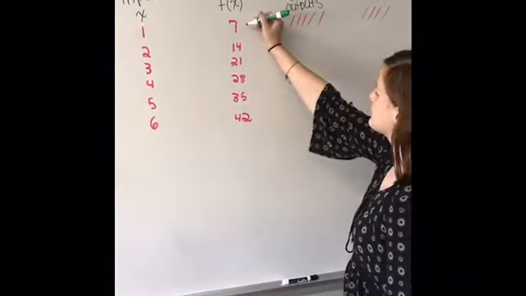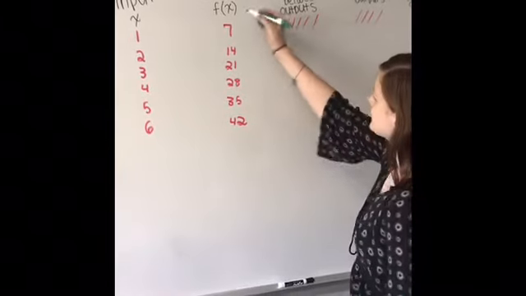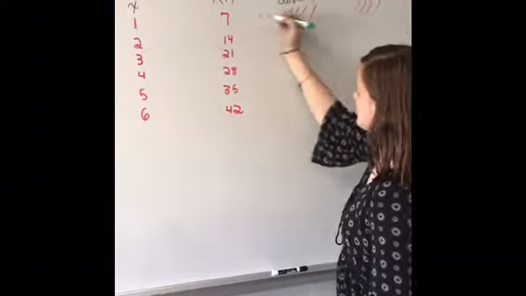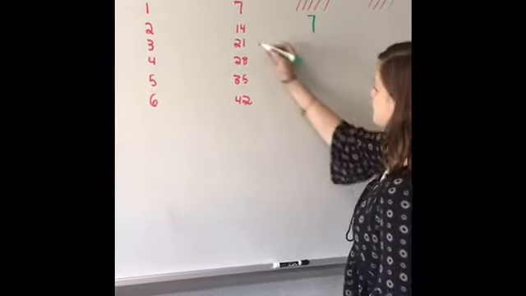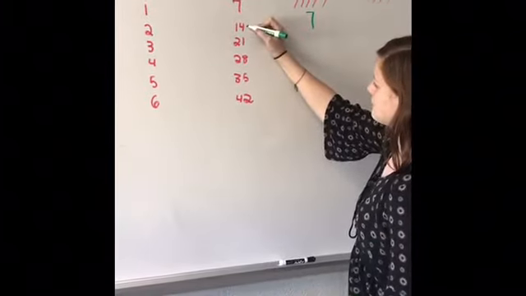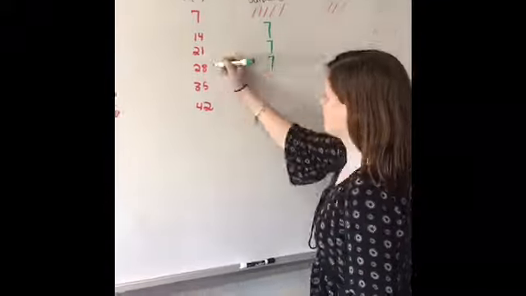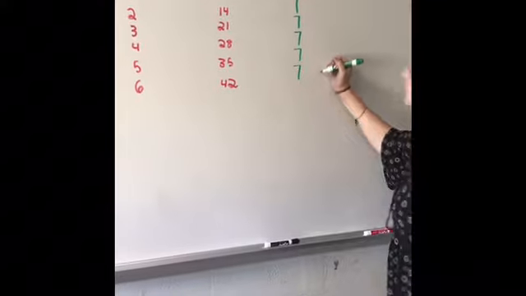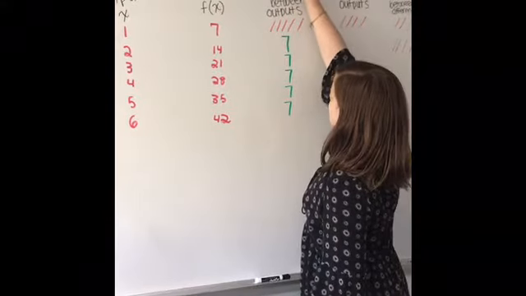To determine the difference between outputs, you take the second output and subtract the first output from it. And then you continue down the line doing all the rest of them. Since all of the differences between the outputs are the same, it means that this is a linear function.